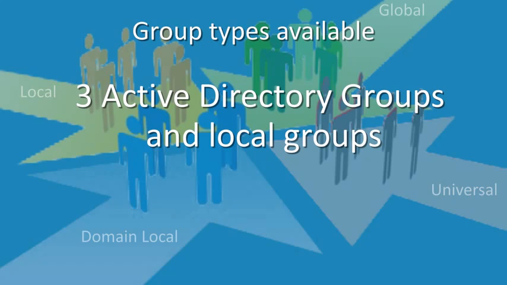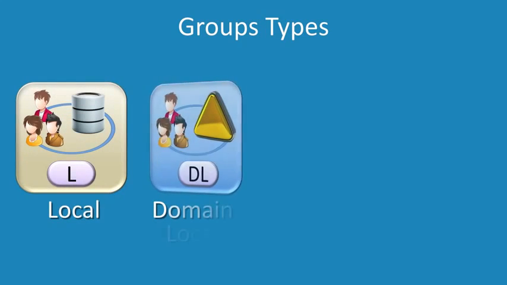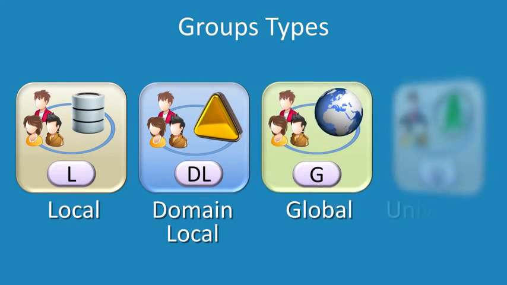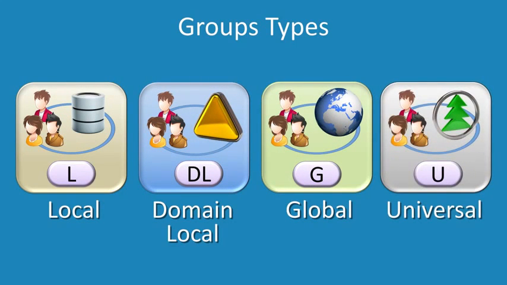The availability or scope of each group determines where this group can be used: at the local level, domain level, forest level, or with externally trusted domains. The four types of groups are local, domain local, global, and universal. This may seem like a lot of groups, but when you start working in large multi-domain environments, choosing the right group can give you a lot of advantages.